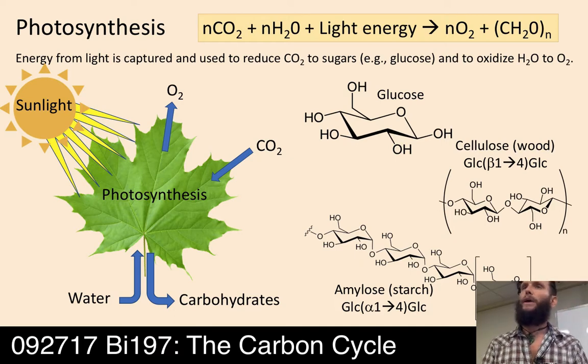We can use starch as an energy source because we have the enzymes to hydrolyze or break that alpha-1,4 linkage, but we do not have the enzymes to break the beta-1,4 linkage.